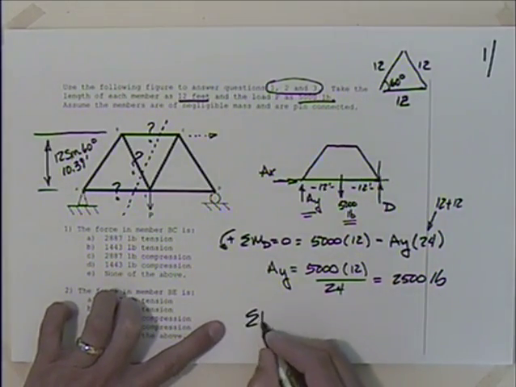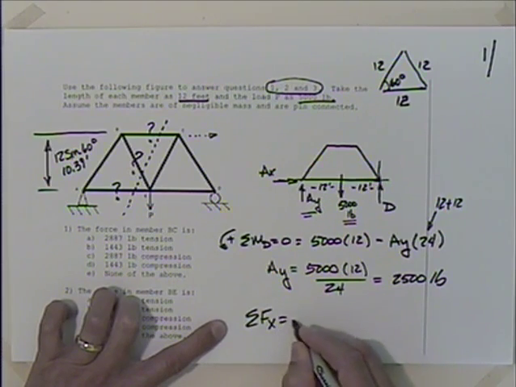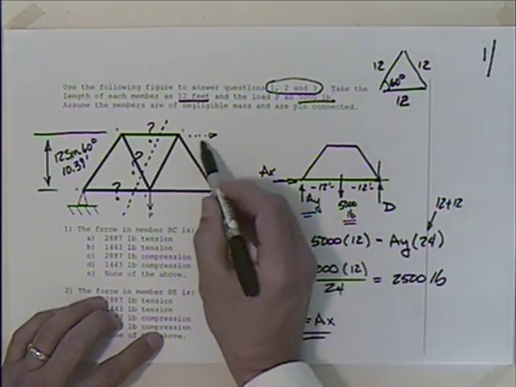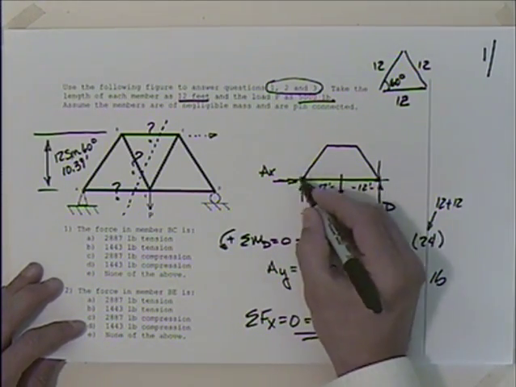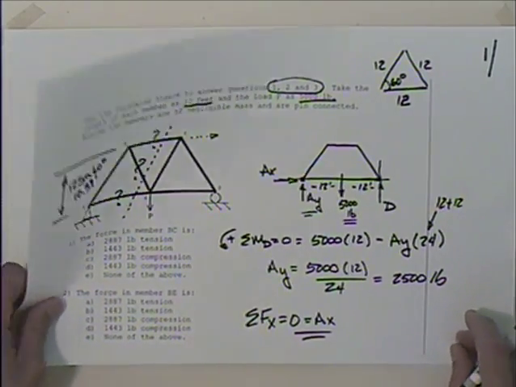The other thing that I can do is I probably need to get AX. The sum of the forces in the X direction is equal to 0, which is equal to AX, because that's the only thing I have in the X direction. And again, had you had a force in the horizontal, it'd be a different story. So now that I've got AX defined and AY defined, I'm going to go ahead and do this section. I'm going to get a different piece of paper to do that.